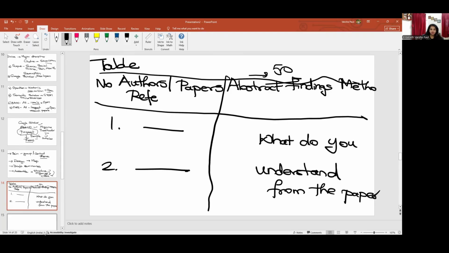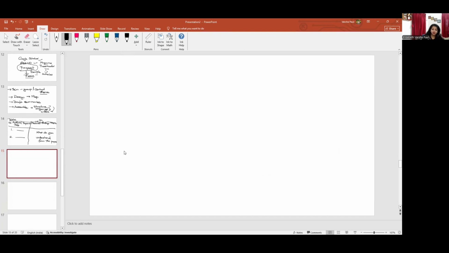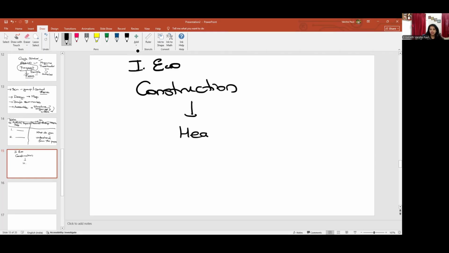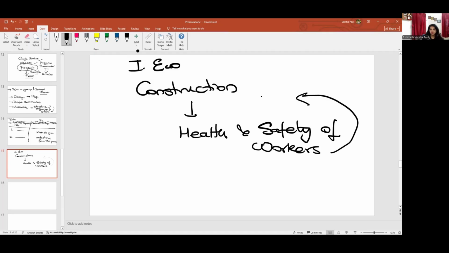Now to give you an example, my own example, I told you earlier, I started with industrial economics. So let me say I am taking one industry, just to give you an example, say the construction industry. I wanted to know the health and safety of workers, as it is happening in India. Okay, this is a general idea of my topic. So how do I do this?